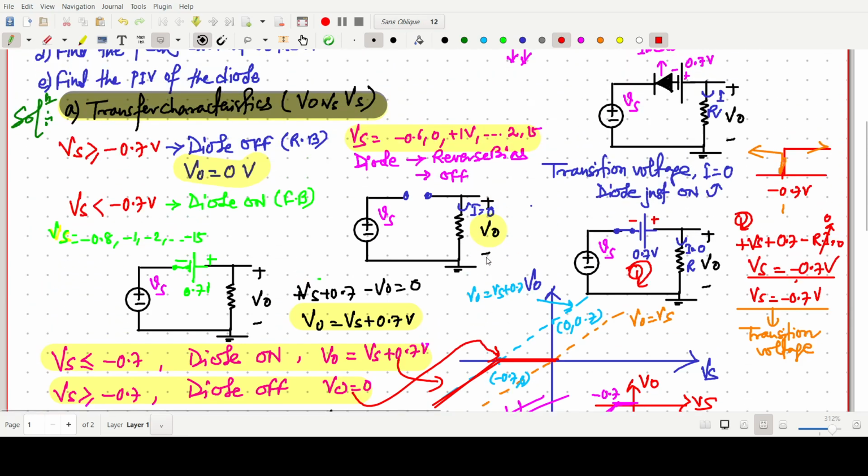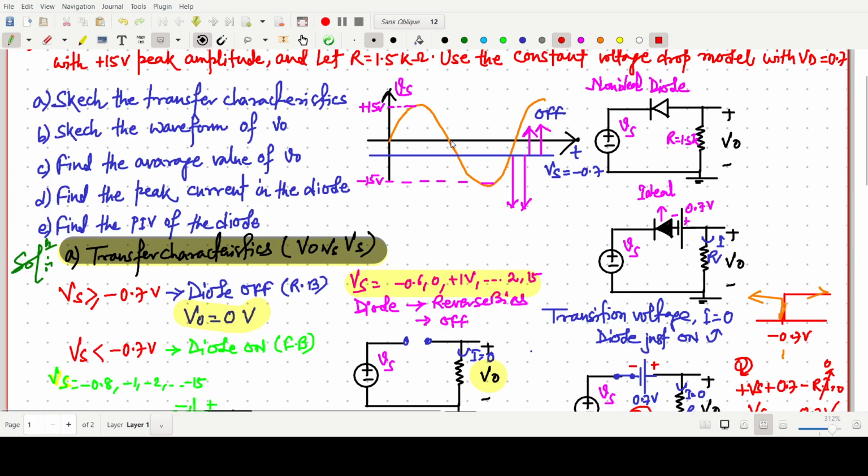From the very first figure we have also already drawn this. If we make this one, 0.7 is there. So up to this point it will go like this, and above this it will be 0 for the first half. So the output waveform will be like this. Very simple, and V naught equals Vs plus 0.7, which we have already done. So now we have the fundamental output waveform response, the first part.